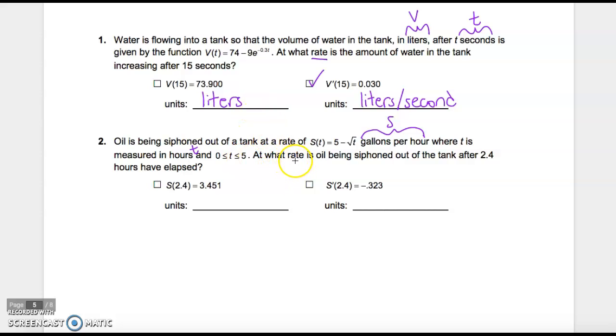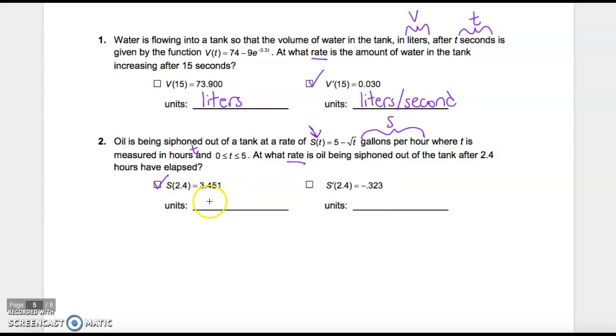So this one's saying at what rate is oil being siphoned out of the tank, and this is the rate at which oil is being siphoned out of the tank. This is already the rate that's happening. Oil is being siphoned out of the tank at a rate of just regular S. So that means regular S is going to be our answer. Just because it says rate doesn't mean you always have to jump to your derivative. If your original function is a rate already, then it's great. So we would say S of 2.4 equals 3.451.